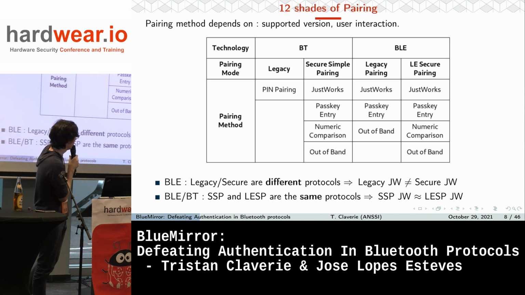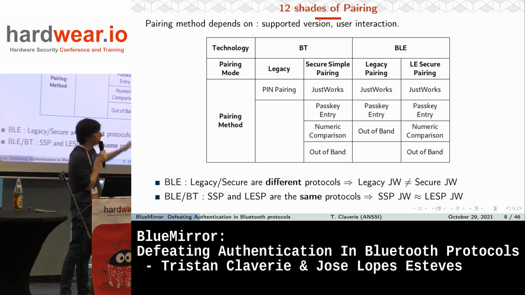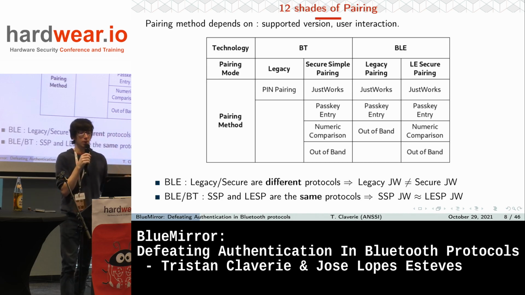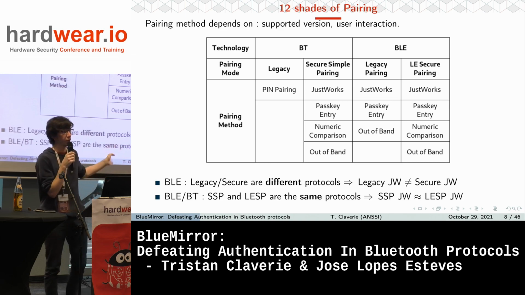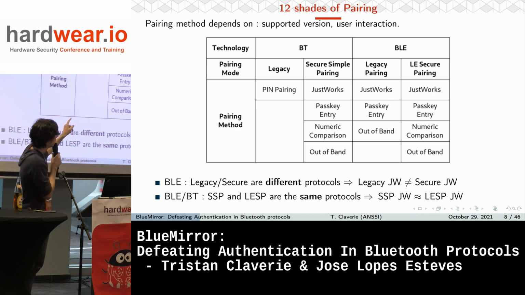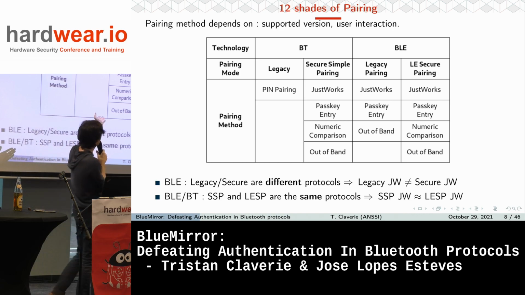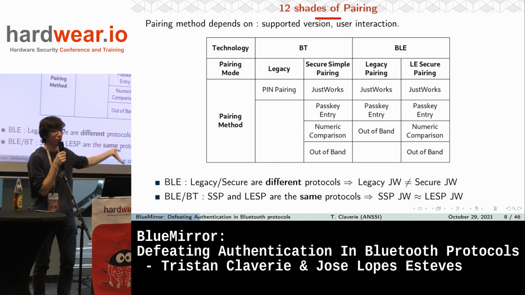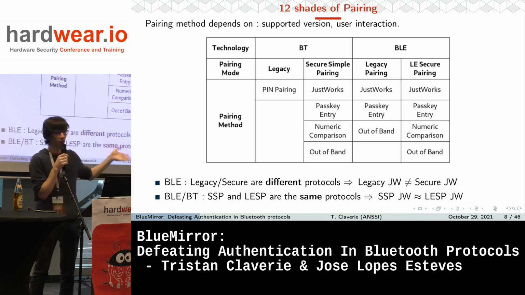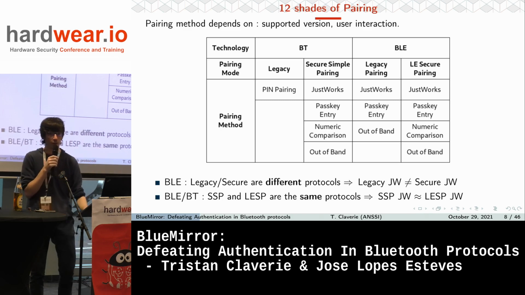There is a catch here, because if you look at the BLE side, you see that the names have been reused, but the pairing protocols are different between legacy and secure. So legacy just works is very different from secure just works. If you look at BT and BLE, you have a second catch, because secure simple pairing protocols are the same as LE secure pairing protocols. So SSP just works is actually the same protocol as LESP just works.